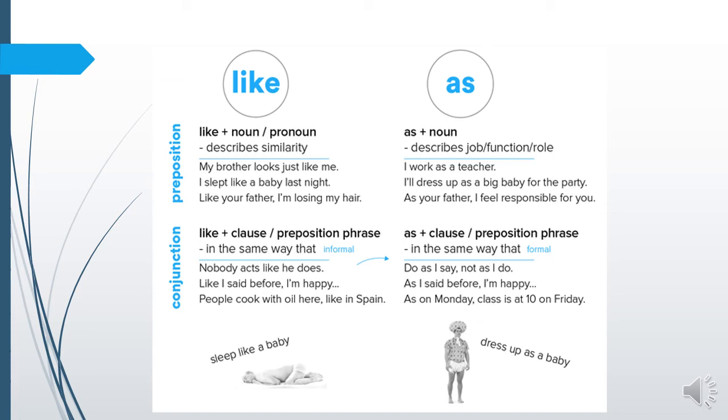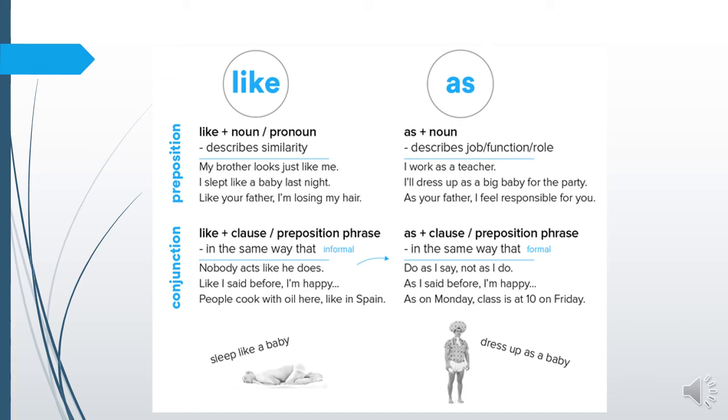I slept like a baby last night. This is similarity. You slept so peacefully, you're compared or you're similar to a baby. I'll dress up as a big baby for the party. This is the role. You will get into the role of a big baby.